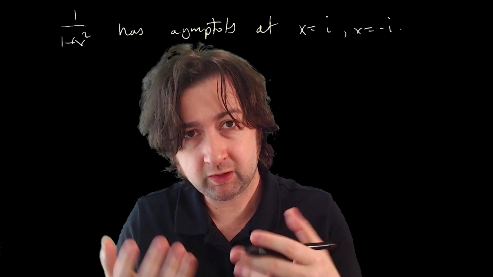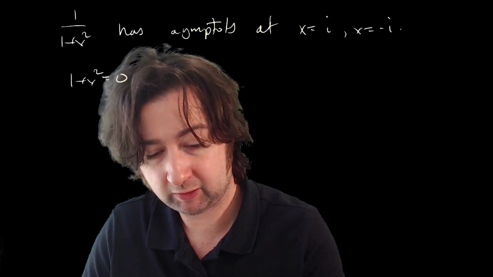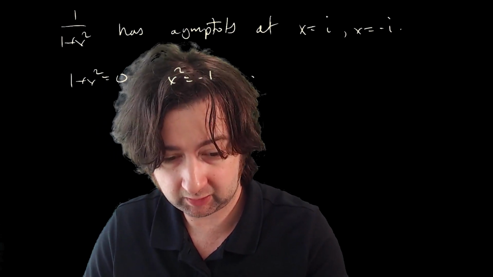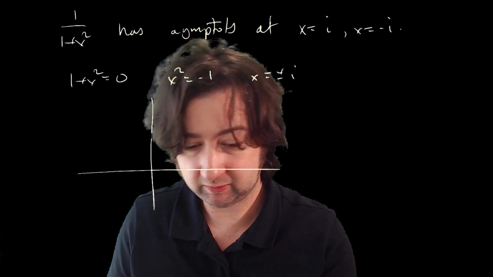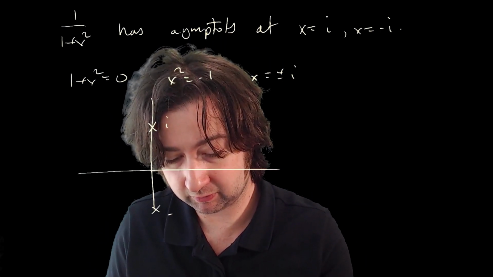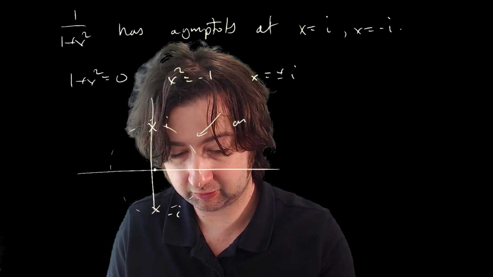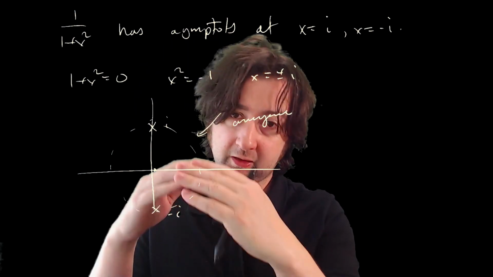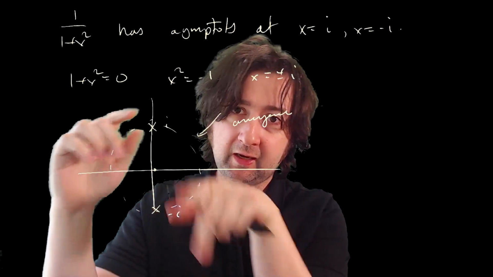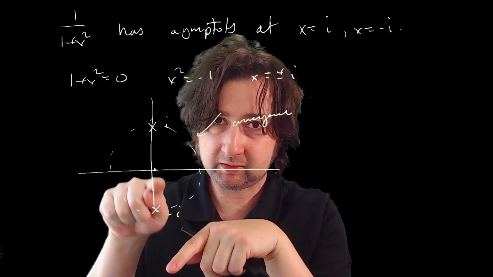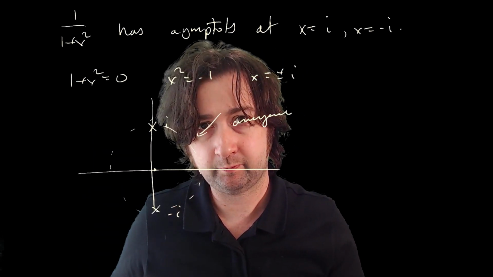But for now, we know that it has to be i and -i because 1 plus x squared is equal to 0 whenever x squared is -1, which happens whenever x is plus or minus i. And if you think about the complex plane, what that means is that you have this disk of convergence. I can't go past the asymptotes in any direction, no matter which direction I head. I have to stay inside of a disk, centered at 0, that can only go to where the first asymptote is in the complex plane.